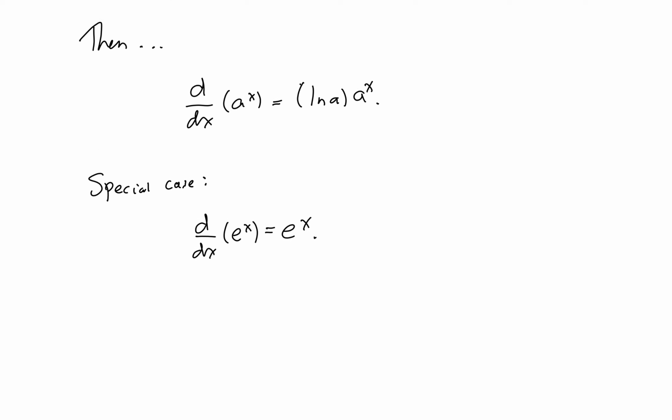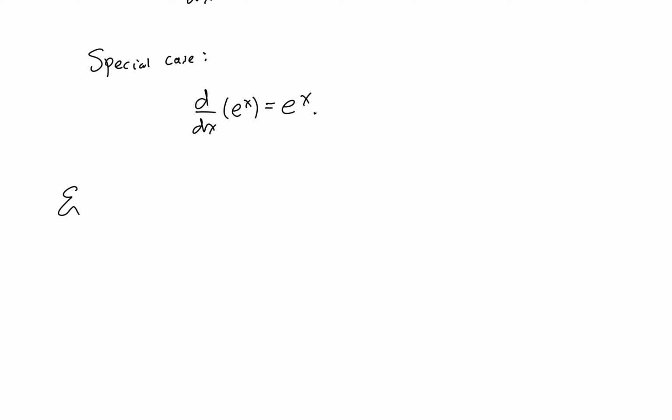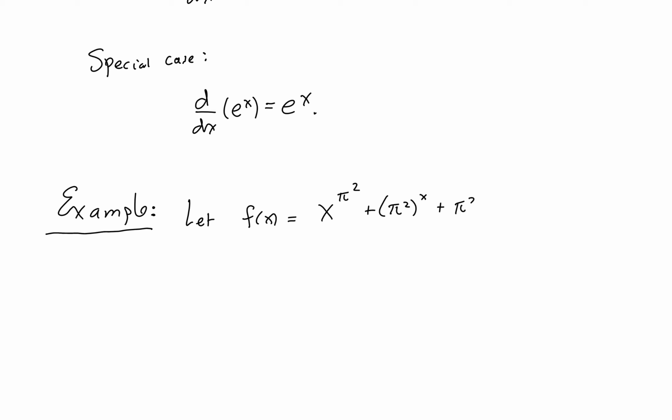Okay, let's try an example using our new derivatives. So let's let f of x be x raised to the pi squared plus pi squared raised to the x plus pi squared. And let's find f prime of x. So there's a lot going on here, so we have to be careful.